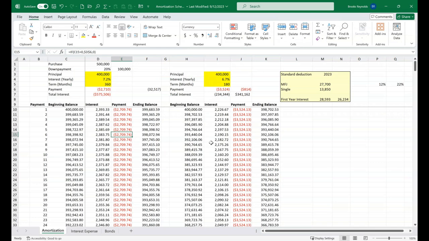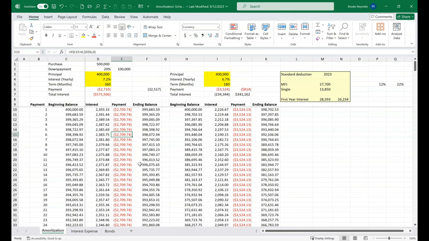In this video, we're going to look at how to compute interest expense and how to fill in an amortization schedule. If you have a mortgage, then you're familiar with what an amortization schedule is. Basically, it's just a schedule of your payments, the interest charges, and then the ending balance over time.